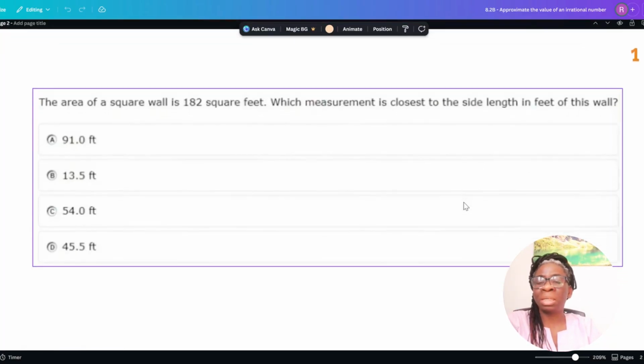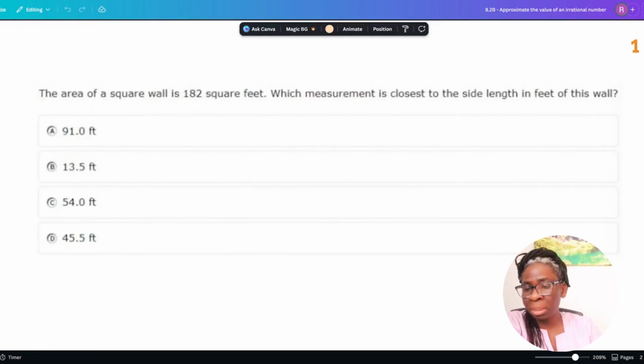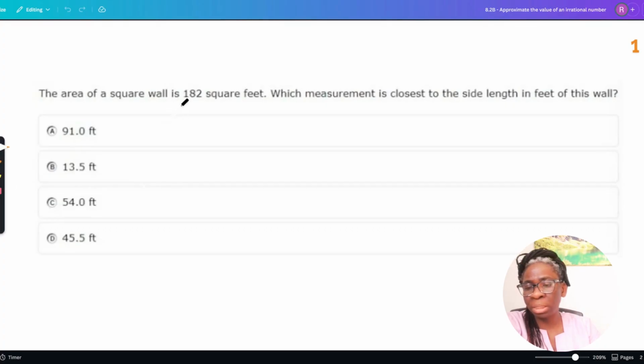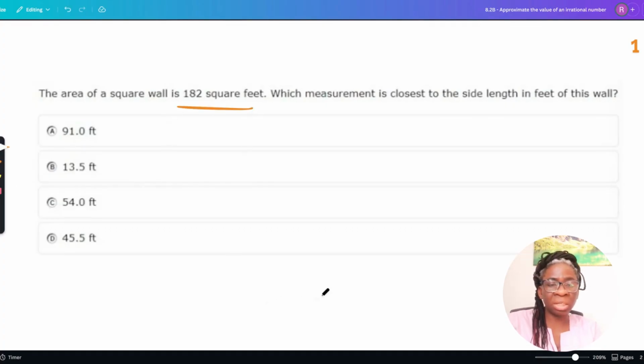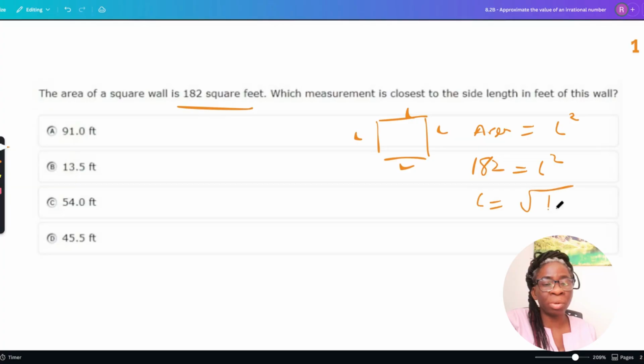So let's approximate. The area of a square wall is 182 square feet. Which measurement is closest to the side length in feet of the wall? Don't forget that for a square we have length and length. The formula for the area of a square is area equals length squared. So 182 is equal to L squared, so L will be equal to the square root of 182. That's what we were asked to calculate. We have to find the length.